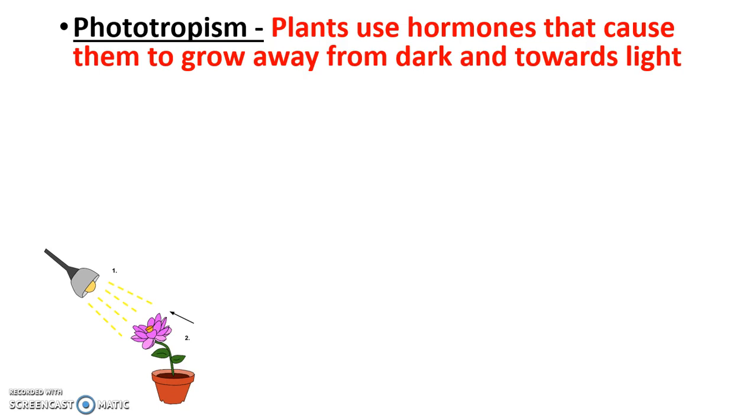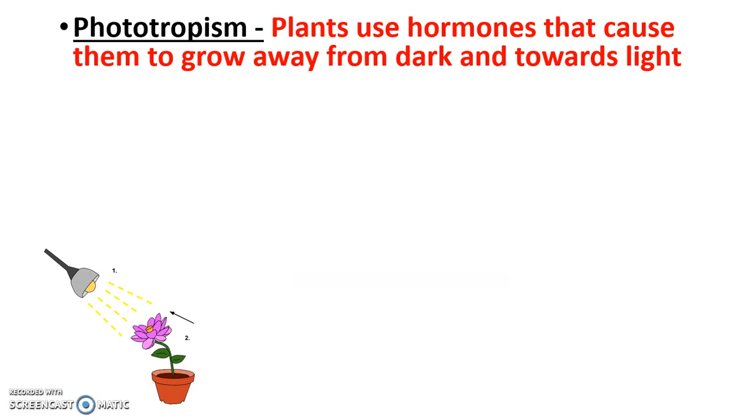The first is phototropism, plants growing in response to light. Light causes a plant to produce hormones, and those hormones cause them to bend towards the light and away from dark.